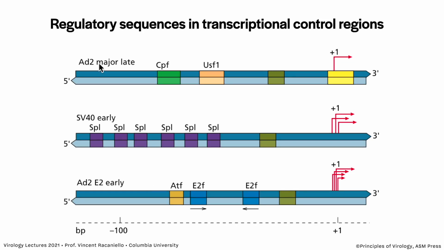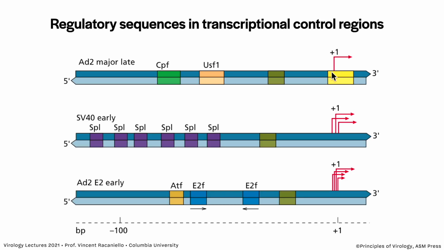So we have here an adenovirus major late promoter, and what that means you're going to see in a bit. Down bottom we have an adenovirus early promoter. So there's some temporal regulation here you're going to see. And then we have the SV40 early promoter. And they're all different. Here on the right is the transcription initiation site.